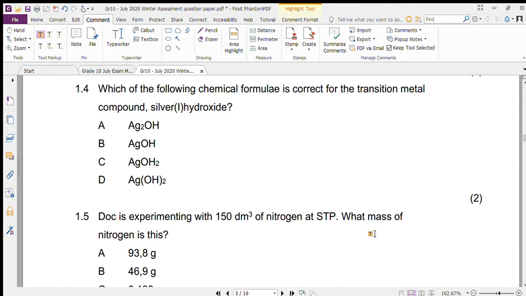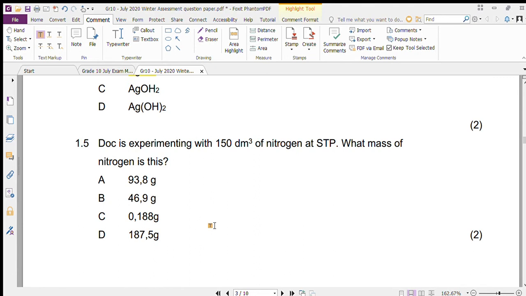Which of the following chemical formulas is correct for the transition metal compound silver(I) hydroxide? So here we've used the stock notation, and as you all know, the stock notation denotes the charge of the cation, the positive charge of the cation, and hydroxide ion is negatively charged by -1. So all the other options are completely irrelevant. Wherever you see a subscript of 2, that is wrong. It needs to be B because they completely cancel each other out.